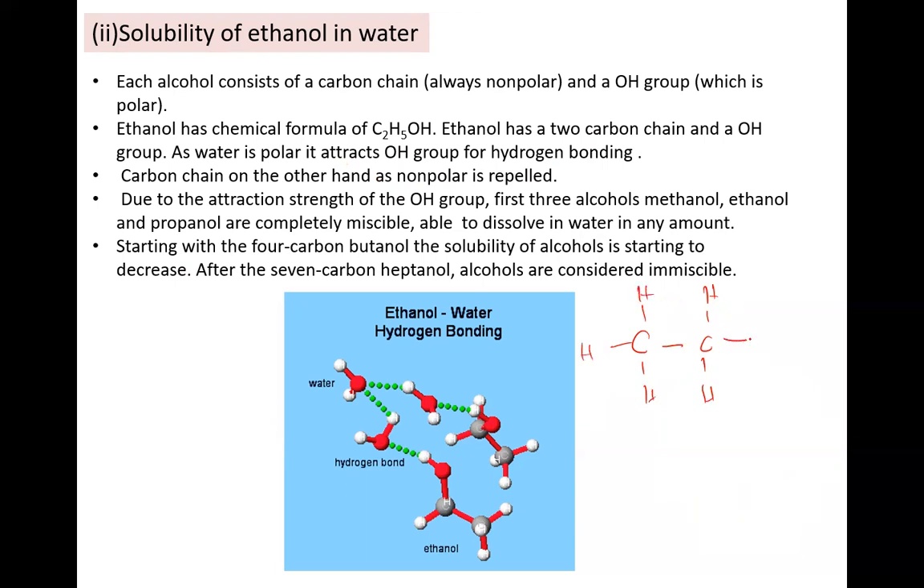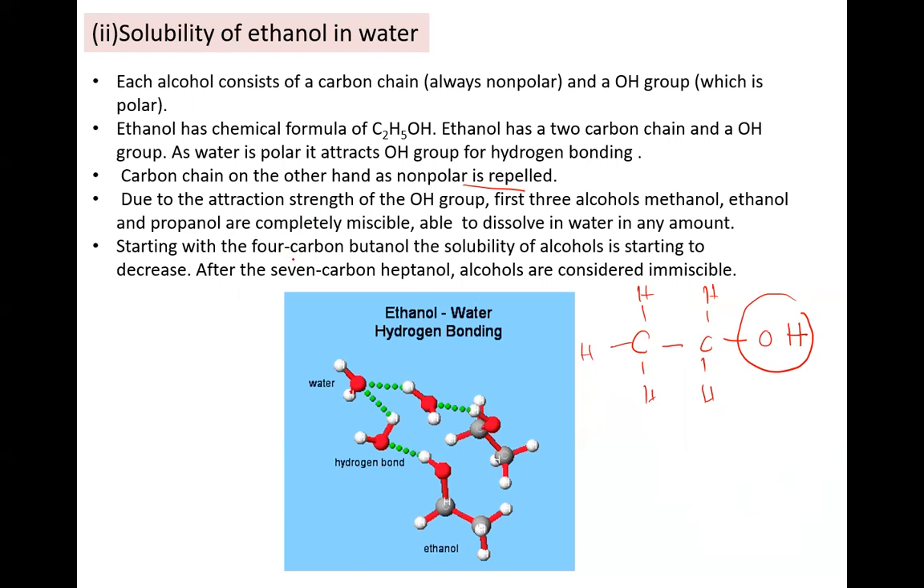So it has a two-carbon chain and OH. So on this side, water molecules will be attracted to it and make hydrogen bonding. The carbon chain, on the other hand, is non-polar, so it is repelled. But due to the attraction strength of the OH group, the first three alcohols, methanol, ethanol, and propanol, are completely miscible, meaning completely soluble, able to dissolve in water in any amount.